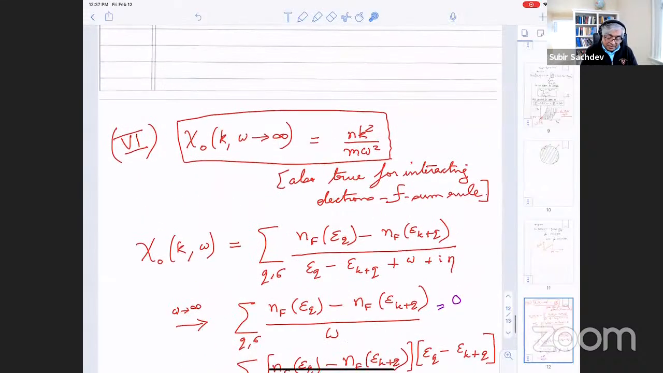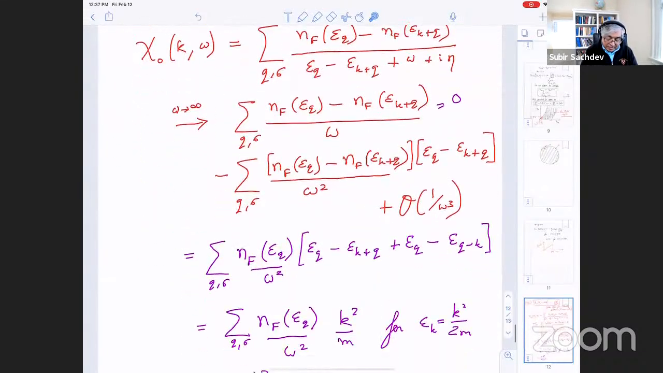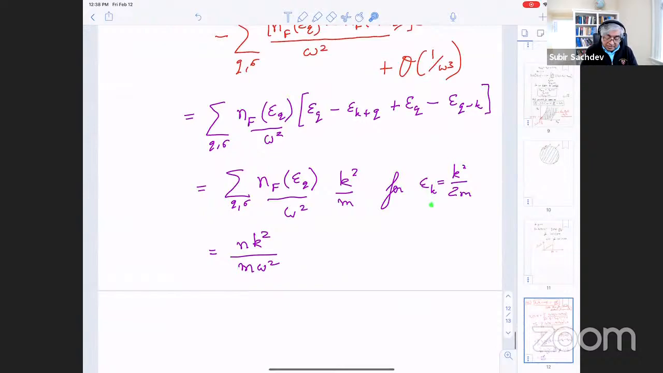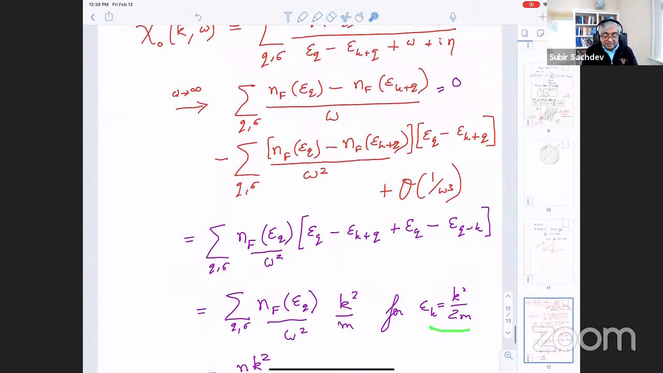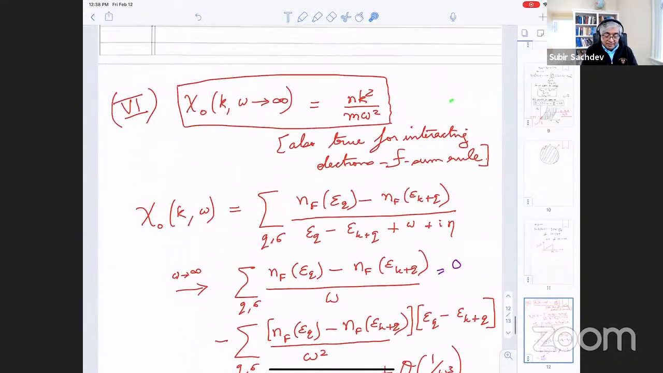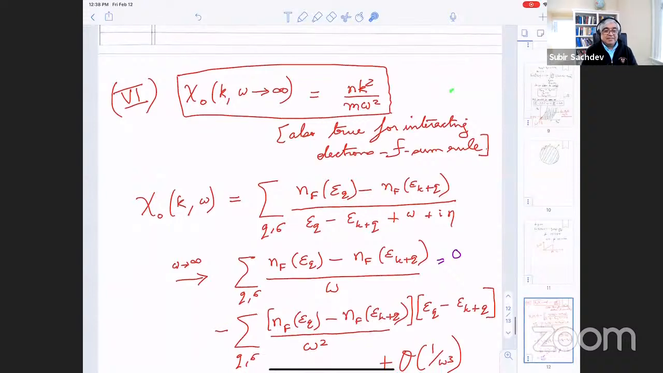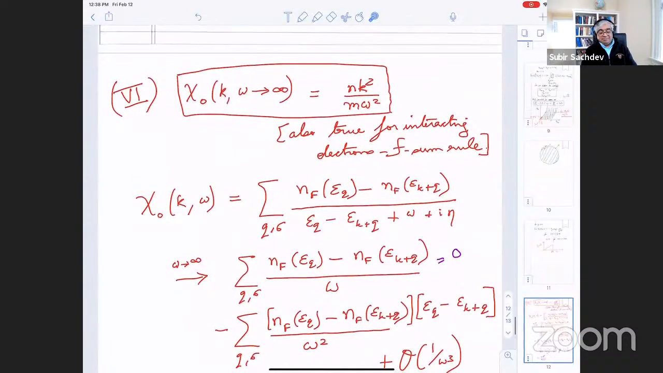I should say this particular result is very specific to the k squared over 2m dispersion. If you take some other dispersion, like a tight binding model in a solid, the right-hand side is different. You don't just get the density, you get the kinetic energy and various other operators, but there's still some kind of 1 over omega squared decay. All right, any questions?